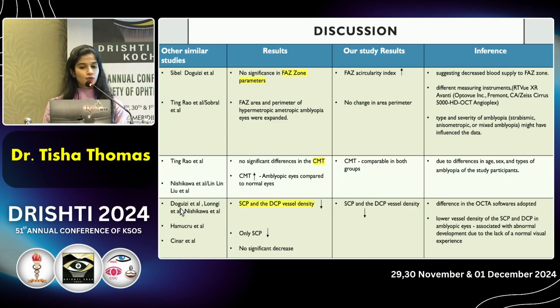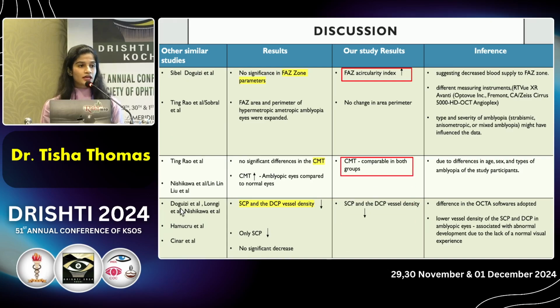Regarding the FAZ zone parameters, in our study we found that the acircularity index was increased, whereas there was no significant change in any of the parameters in a study done by Degussy. Whereas Tingerov et al. and Sobra et al. found that there is an expansion in FAZ zone area and perimeter in cases of hypermetropic ametropic amblyopia eyes. So these differences can be due to the different software that are adopted. We used SwepSource OCT, whereas in the other study they have used the C-Cyrus OCT, so both the softwares are different.